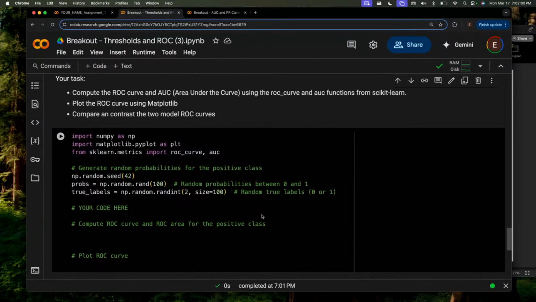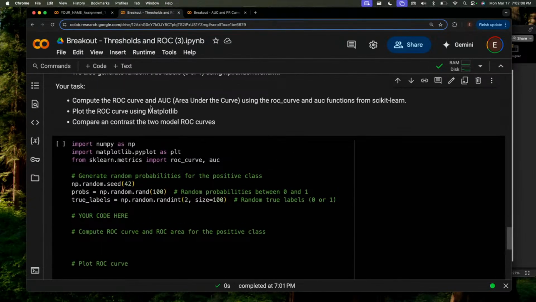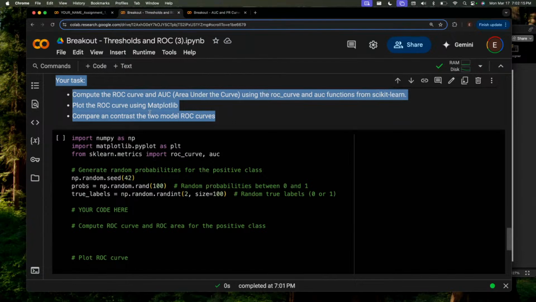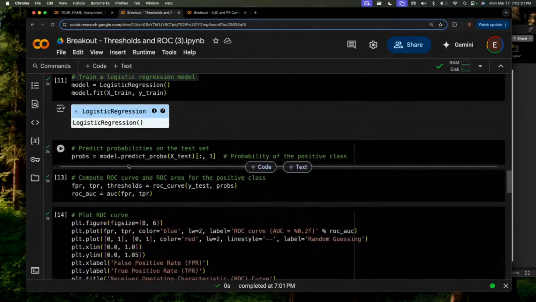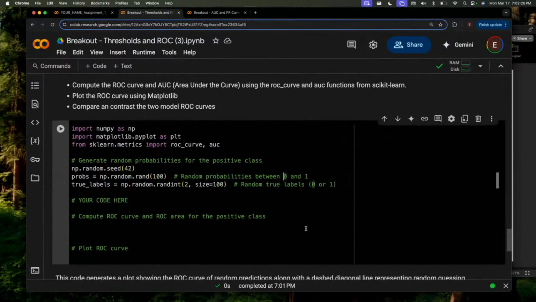So what you guys are going to do is compute the ROC and AUC. Actually, at least just do the ROC for now, just the ROC curve, and plot the ROC using matplotlib and compare these models. You can use this same example and structure from above, and spend 5 minutes trying to build the ROC curve for the positive class here, given these probabilities and these true labels. We're generating more random data, so this is just a chance to practice applying that.